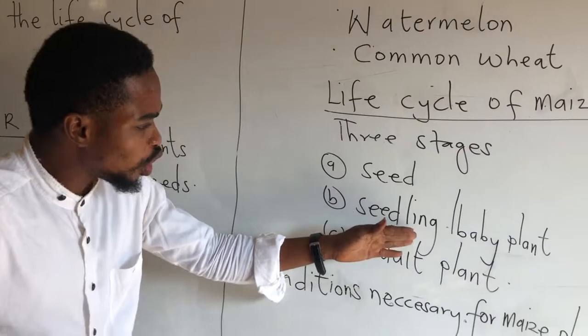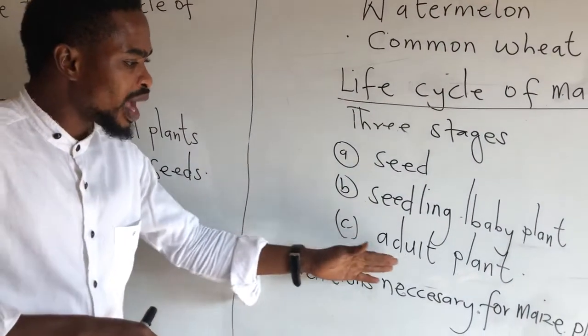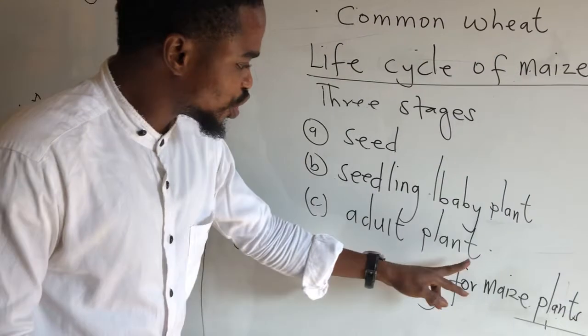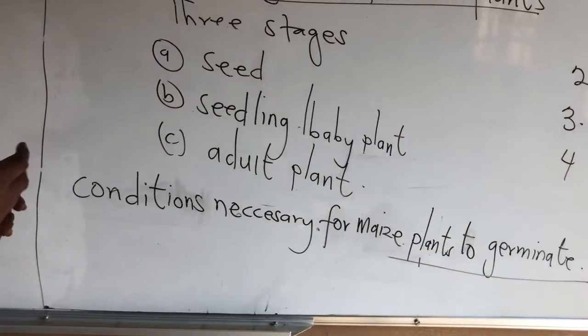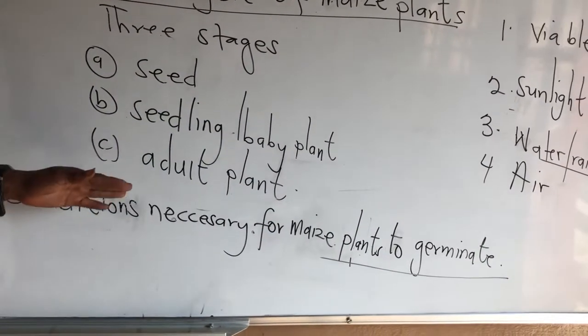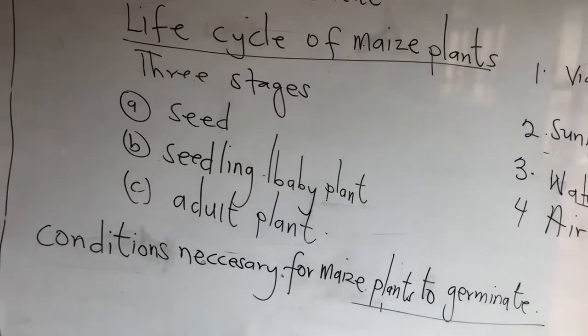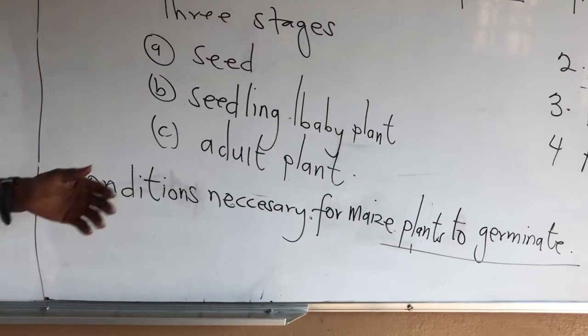So, as time goes on, the baby plants will develop into what we call adult plants, which we see as maize. We see it begin to make fruits. Then we realize that finally, at the final stage, it becomes mature or ripe. Then we can go for it. So these are the stages.